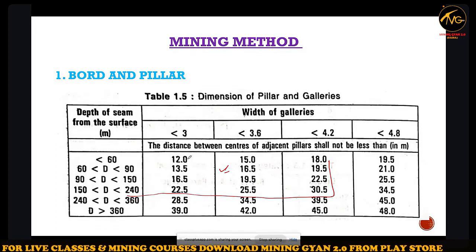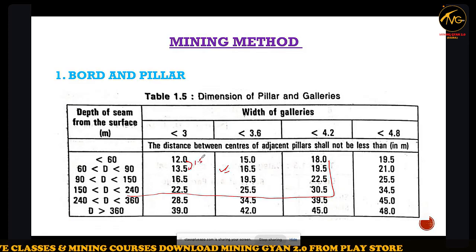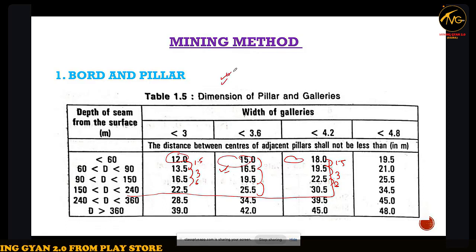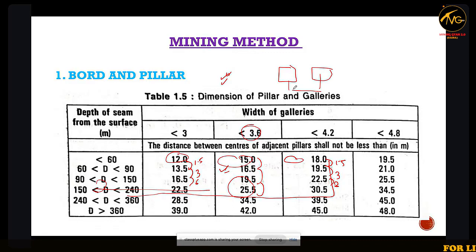I have shown this is the trick: 1, 3, 5, 3, or 6. Similarly, it will be 1.5, 3 and 8, 12, 15, 18. You can derive your own tricks, but you should remember this formula because they will give you the width and the depth, and you have to find the distance between the centers of the two pillars, and it will help us to find the pillar width.